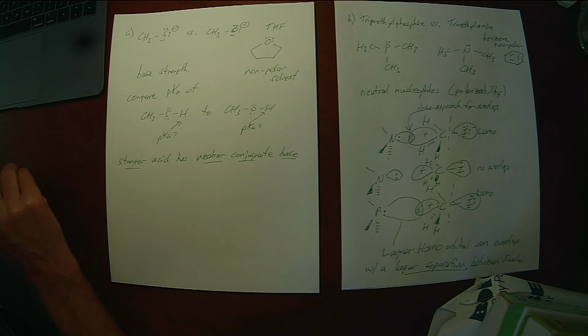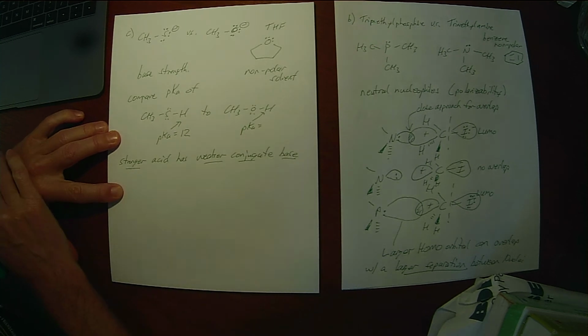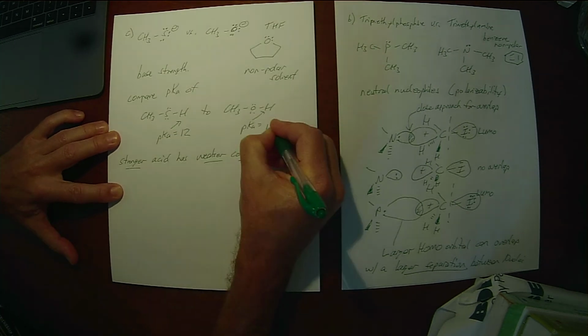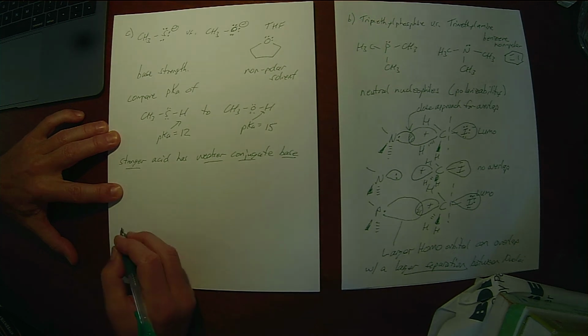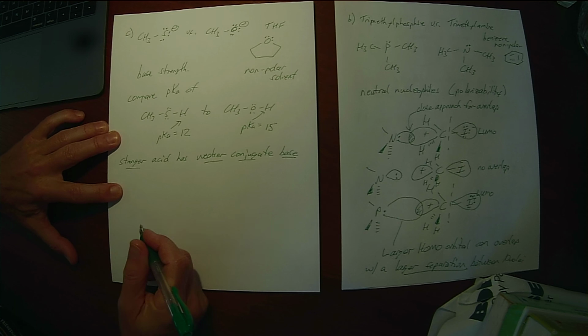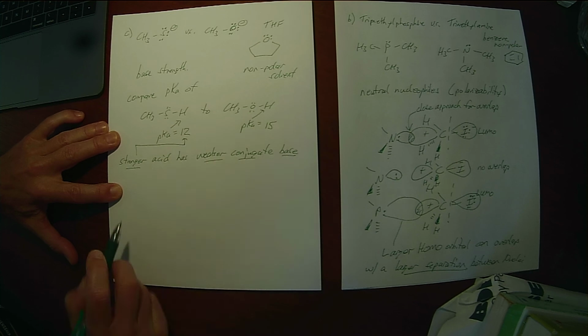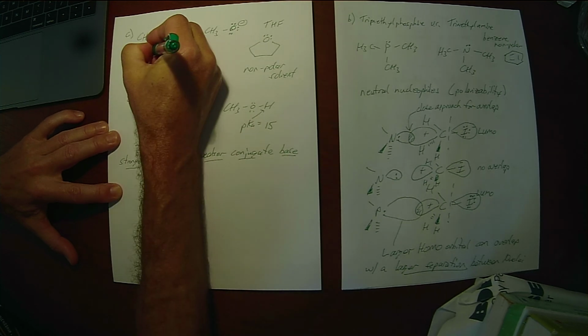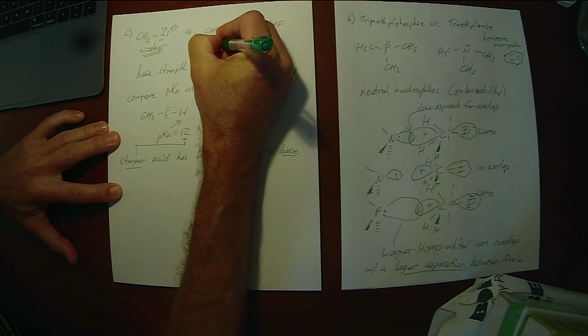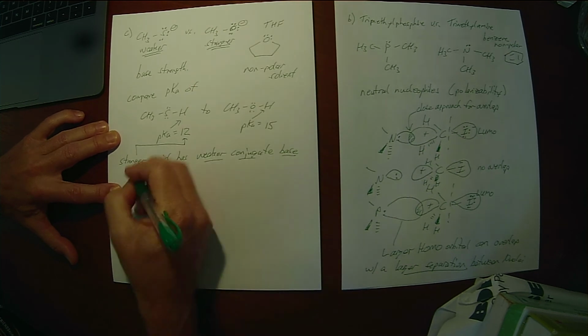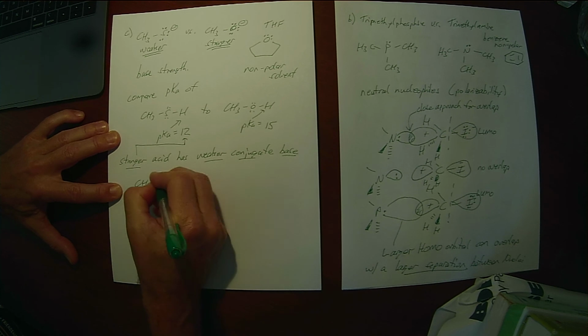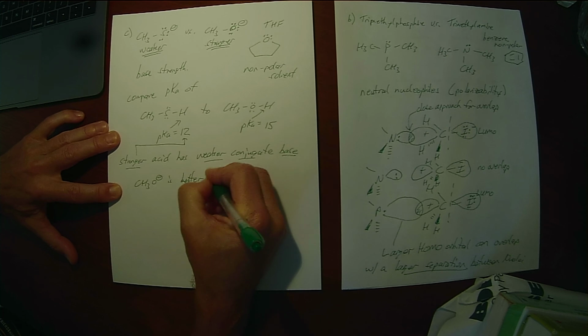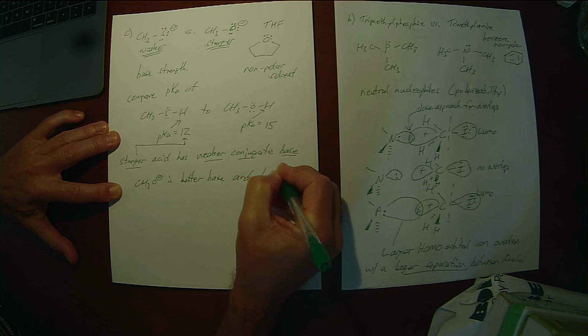The pKa of the SH is 12. And for the OH? 15. So which one is the stronger acid? What's the correlation between pKa and acid strength? Is it a lower pKa is a stronger acid, or a higher pKa is a stronger acid? Lower. So this is the stronger acid. That means that's the weaker base. And methoxide is the stronger base, which means methoxide is going to be the better nucleophile. It's a better base and a better nucleophile.